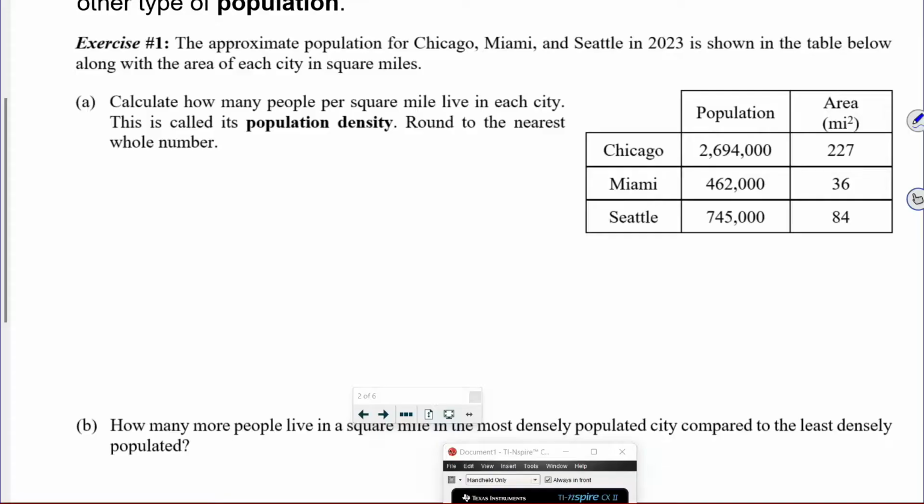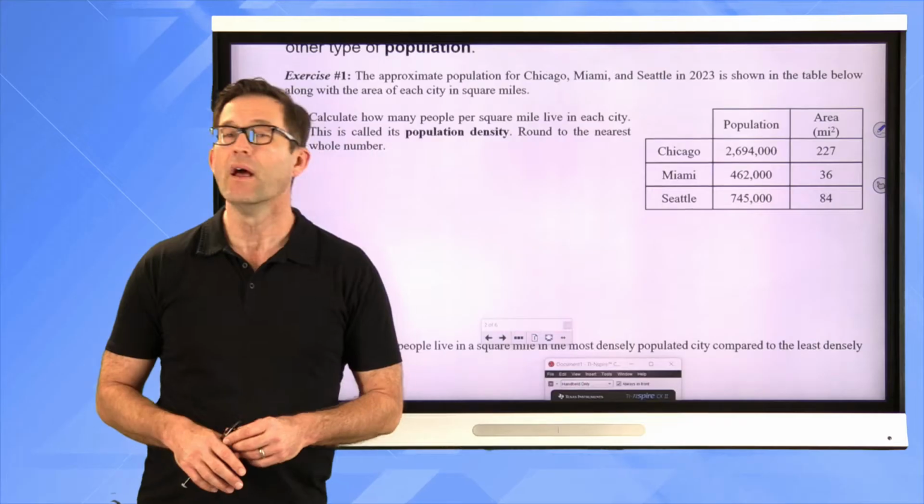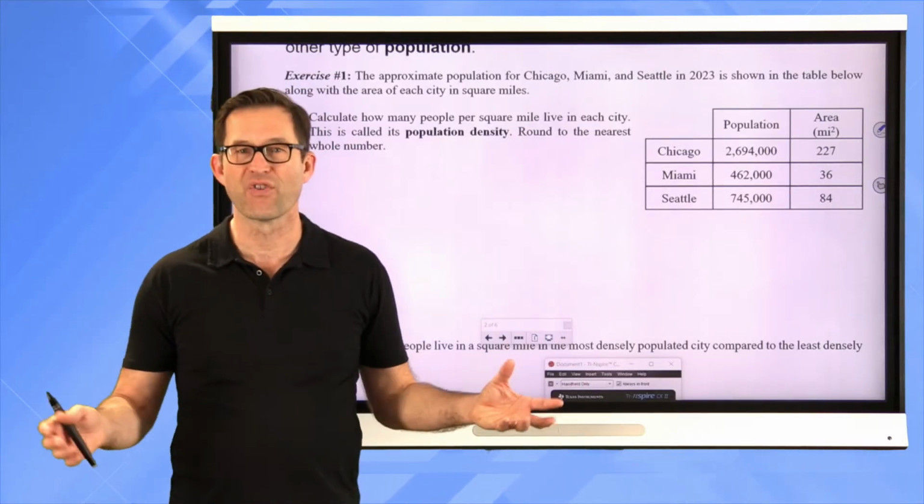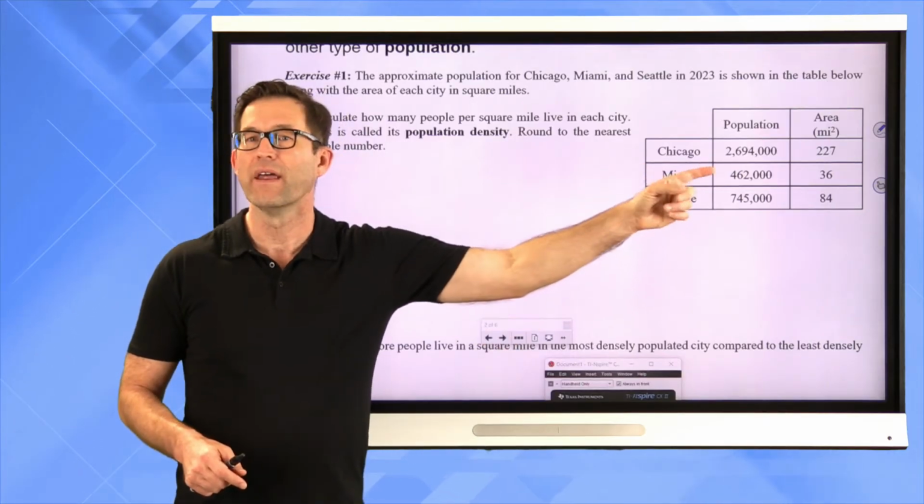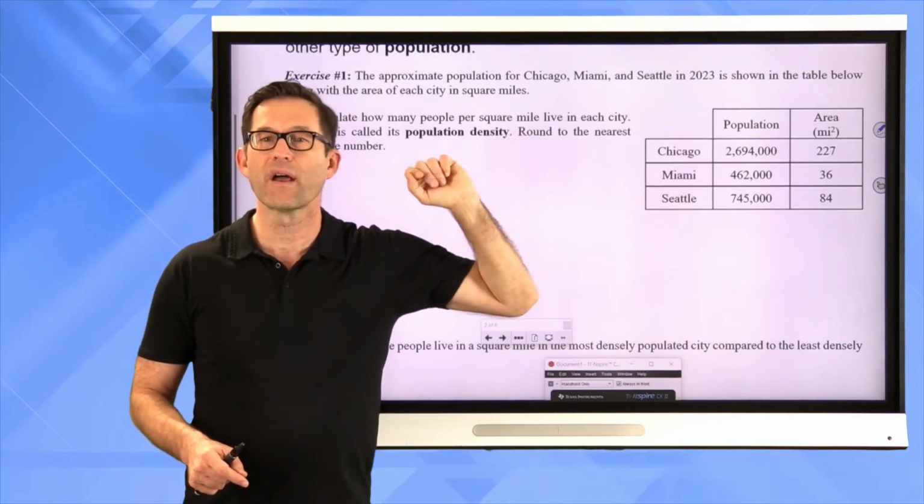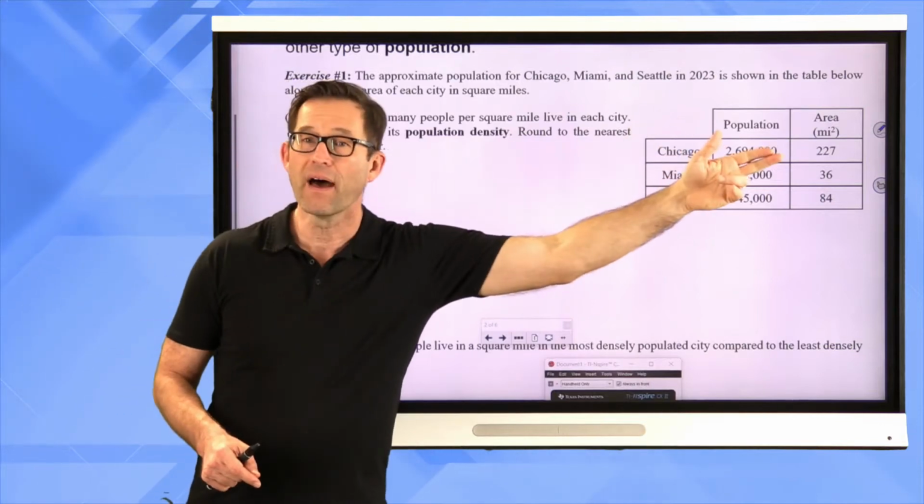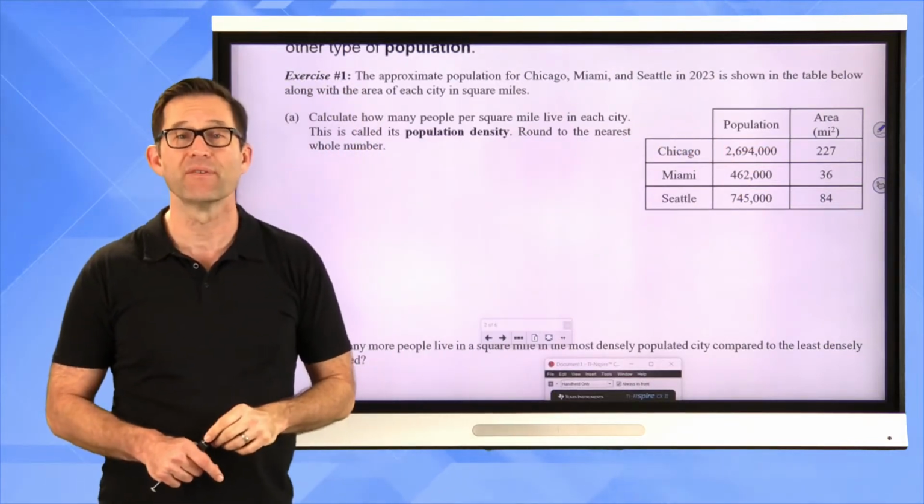Exercise number 1. The approximate population for Chicago, Miami, and Seattle in 2023 is shown in the table below, along with the area of each city in square miles. Letter A. Calculate how many people per square mile live in each city. This is called its population density. Round to the nearest whole number. So again, this is really kind of an average thing, right? So I've got Chicago. It's got a population of 2,694,000, and it's got an area of 227 square miles.